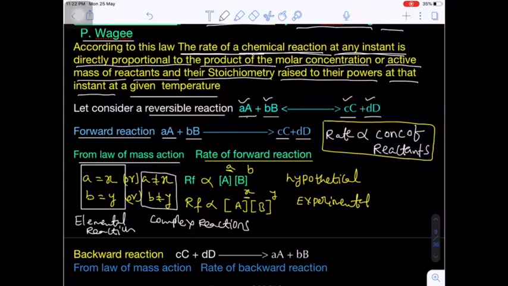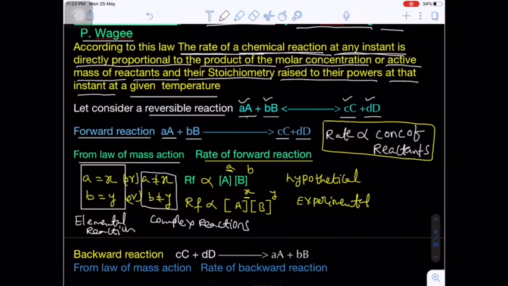Let's suppose in organic chemistry we know the SN2 reaction, a concerted reaction, a one step reaction. The E2 reaction is also a concerted reaction, a one step reaction. In a one step reaction the stoichiometry and the powers are both equal, but in a complex reaction it is not possible because there are more than one steps involved.